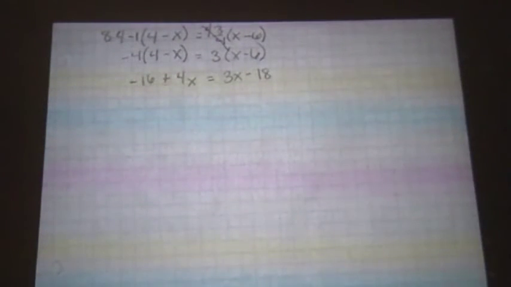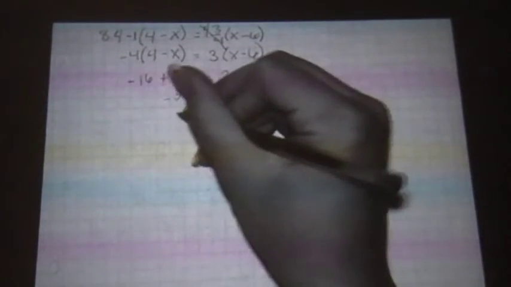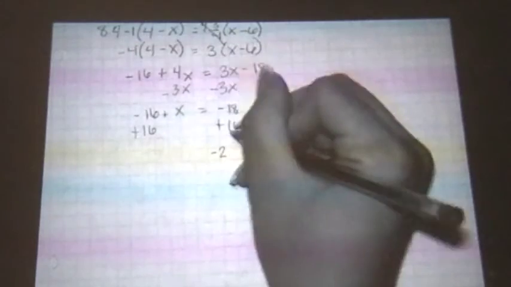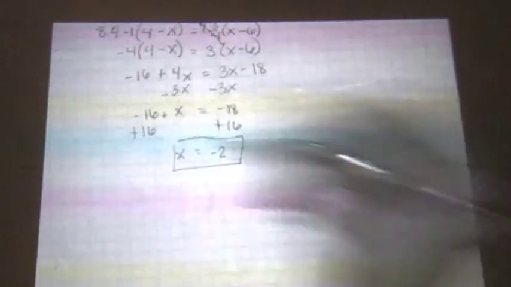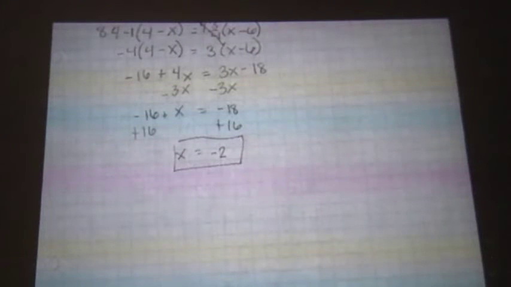Now all I need to do is get my x on one side and my number on one side. So I'm going to subtract 3x, and I'm left with just x. Bring down my minus 16 plus x equals minus 18. I'm going to add 16 to this side, and I've got to do it to the other side also. So now I'm left with negative 2 here, and I'm left with just x here. So I'm already done with my problem. x is equal to negative 2.